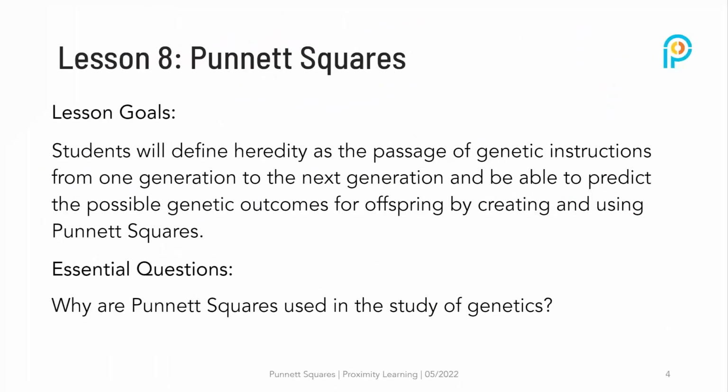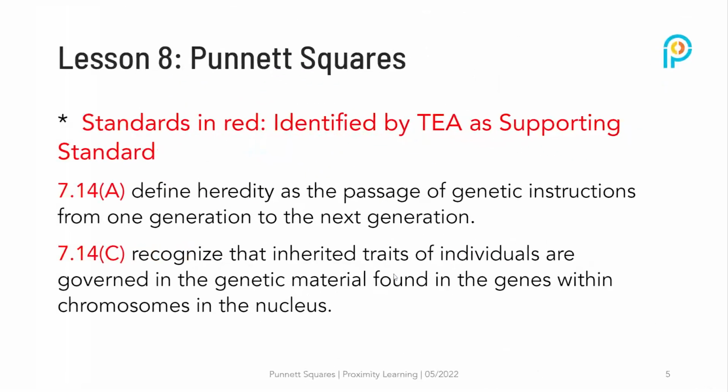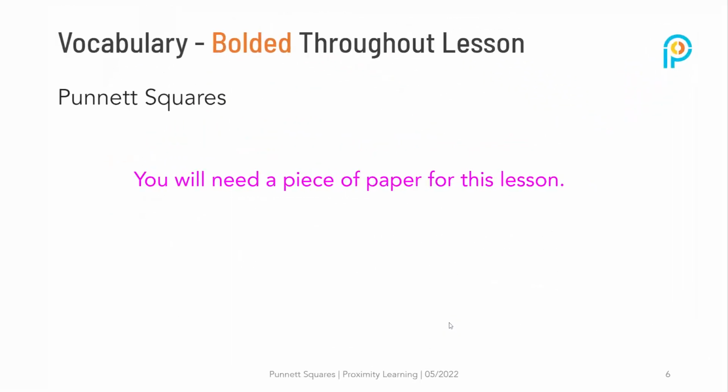Our goal today, you should be able to define heredity as the passage of genetic instructions from one generation to the next, and be able to predict the possible genetic outcomes for offspring by creating and using Punnett squares. And our overall question, why are Punnett squares used in the study of genetics? Both of our standards are supporting standards. And our only vocabulary today is Punnett squares.